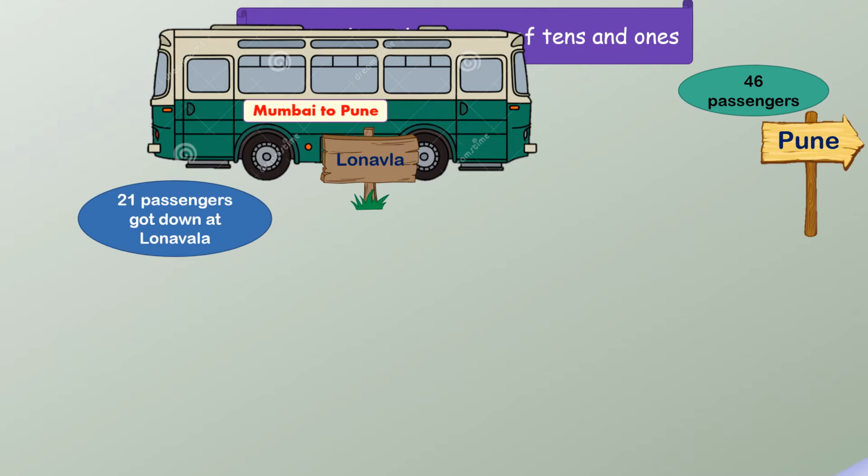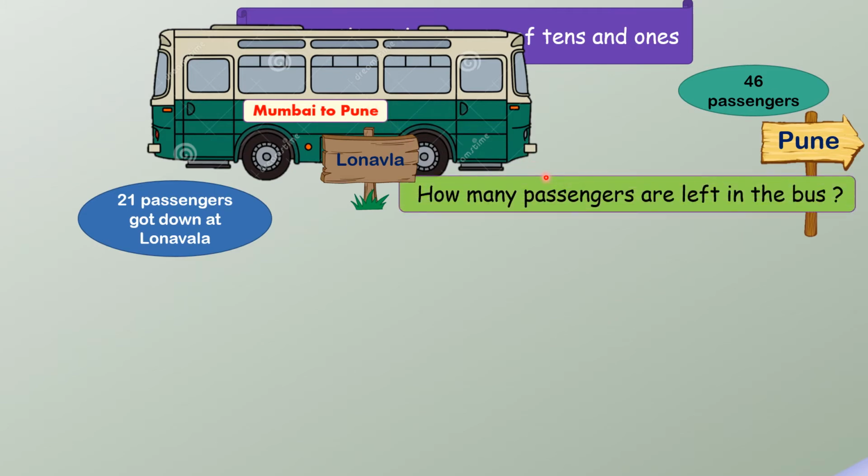Earlier the bus was having 46 passengers. In that 46 passengers, 21 have got down at Lonavala because they stay there. And some passengers are still there in the bus who have to travel to Pune. Okay? So, the question here is how many passengers are left in the bus who are going to Pune.